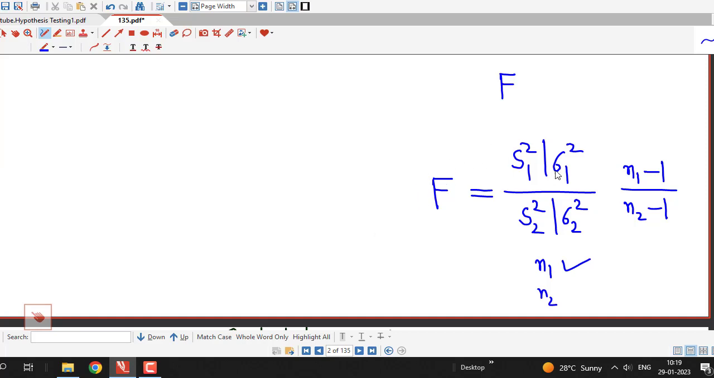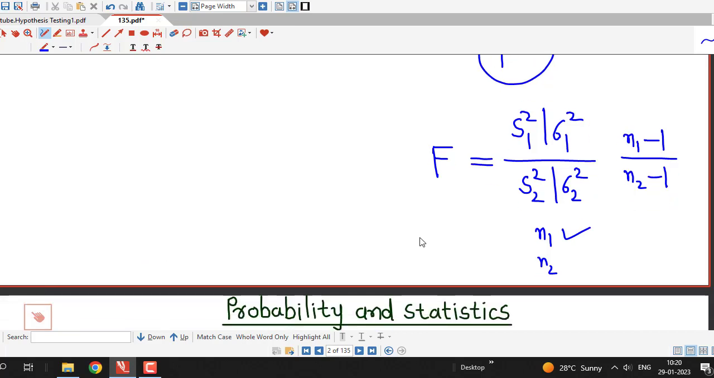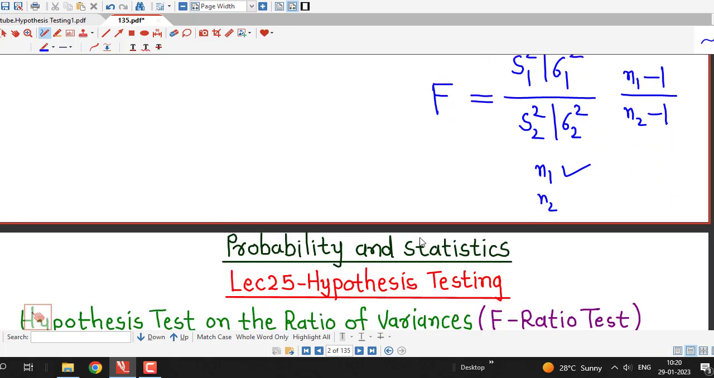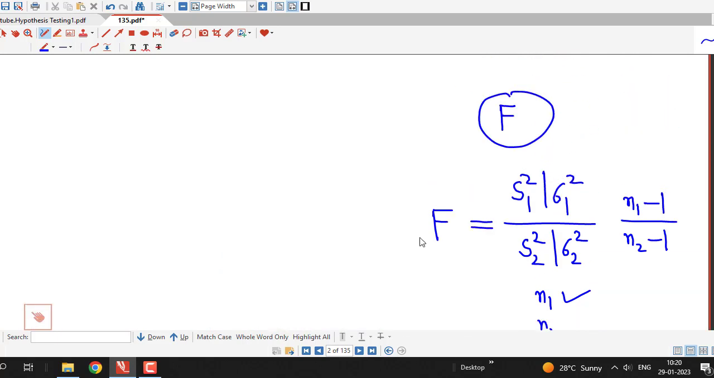So you must be familiar with F distribution. You must be familiar with the sampling distribution of sample variances, and you must know how to use F distribution tables to find out critical values. So I assume that you are familiar with all these things, and with that assumption we can go for this lecture on hypothesis test for equality of two variances.